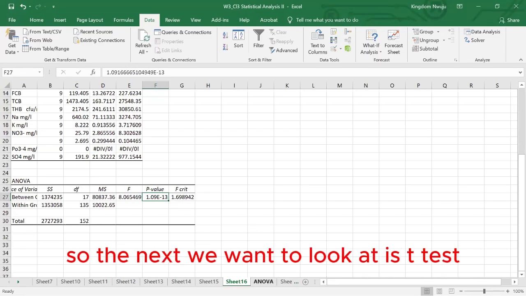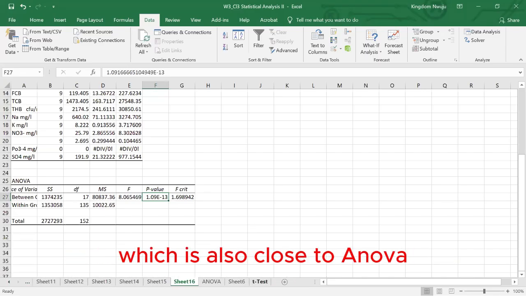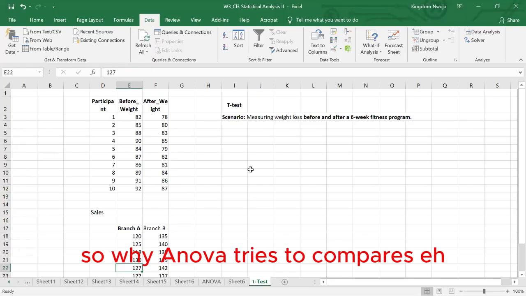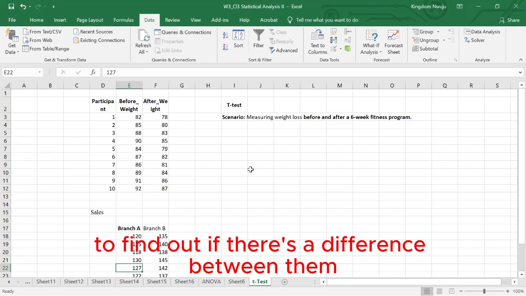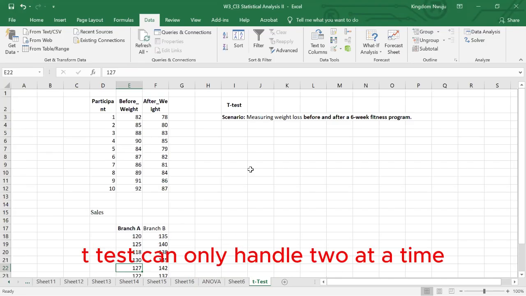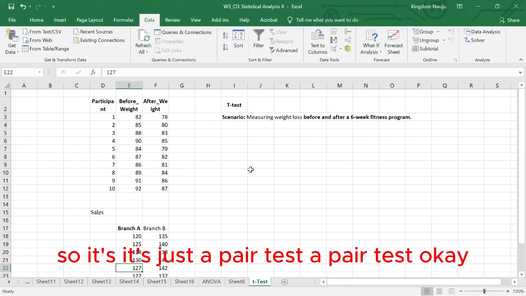All right, so the next we want to look at is t-test, which is also close to ANOVA. While ANOVA tries to compare 3 or more sample points to find out if there's a difference between them, t-test can only handle 2 at a time. So it's just a pair test, okay?